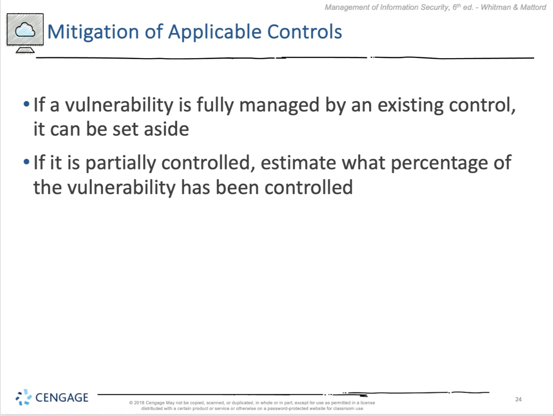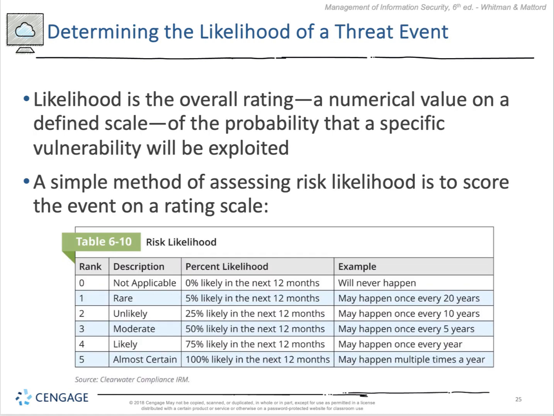That means that if a vulnerability is fully managed by an existing control, it can be set aside. If it is partially controlled, you need to estimate what percentage of the vulnerability has been controlled. Like I said, there are many, many different models out there that assist you, not only in identifying a value that can be assigned to each specific vulnerability, but they will also help you rank those vulnerabilities.